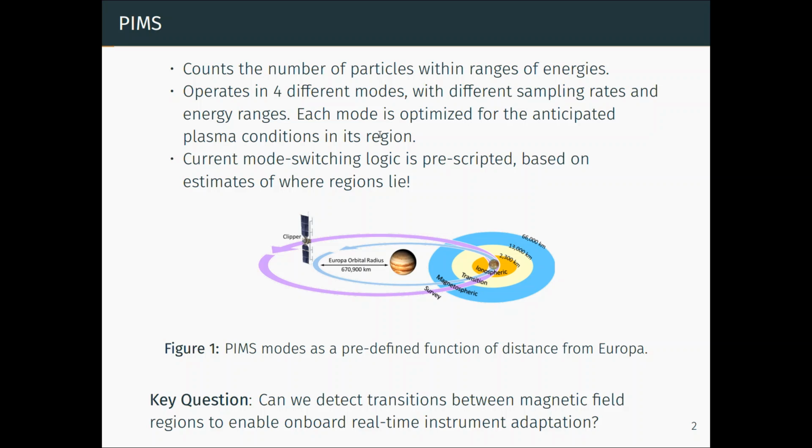Each range of energies is called a bin. PIMS operates in four different modes, with different sampling rates and energy ranges or bin definitions. Each mode is optimized for the anticipated plasma conditions in its region. The current mode switching logic is pre-scripted based on estimates of where regions lie and how far Clipper is from Europa. We raised the question, can we instead have a more adaptive instrument, one that can detect transitions between regions and switch modes automatically?